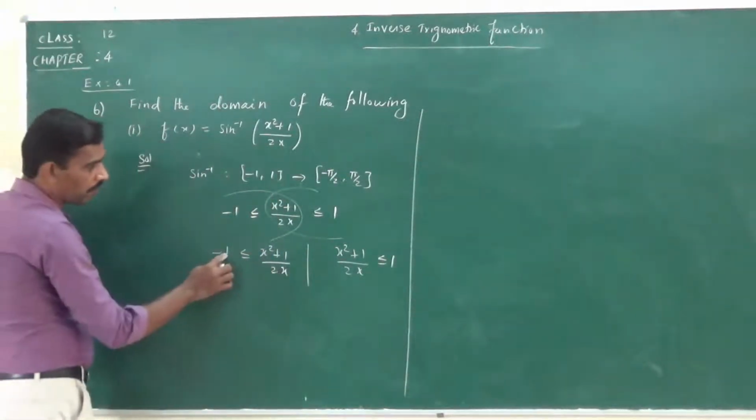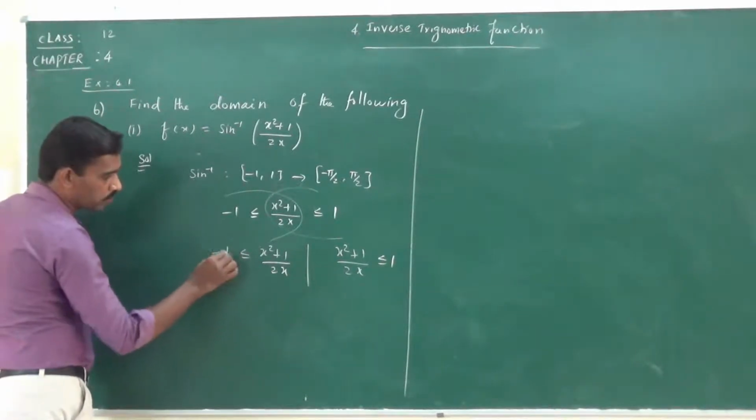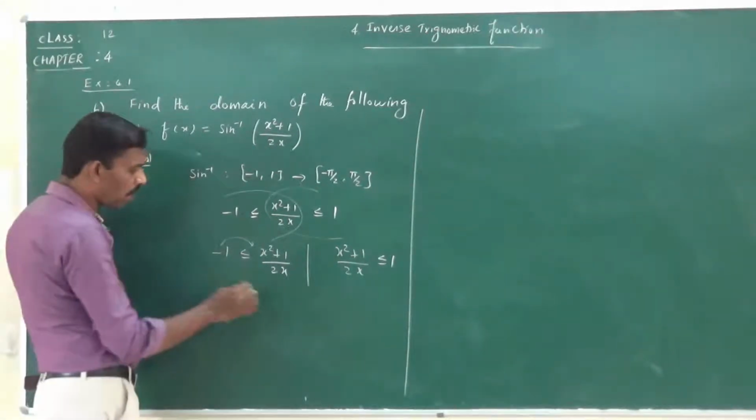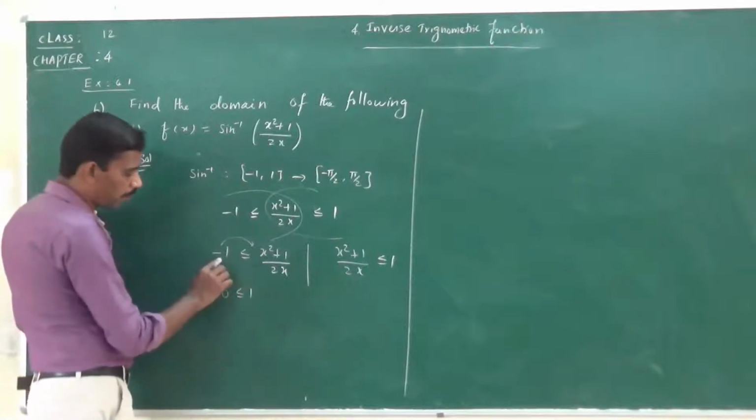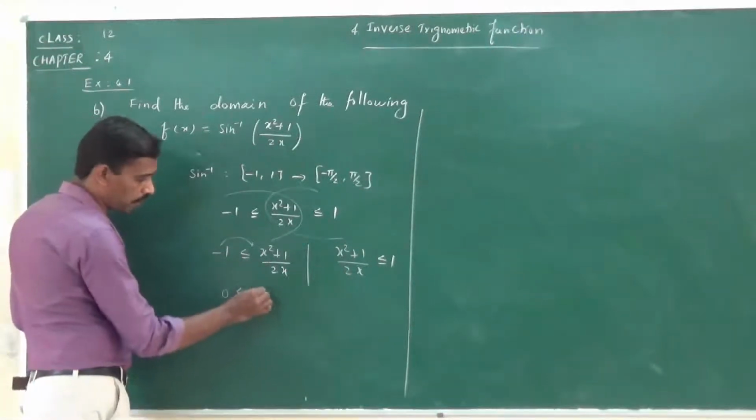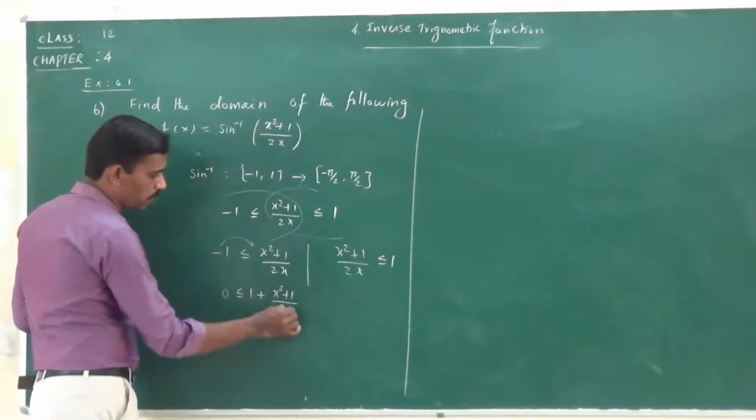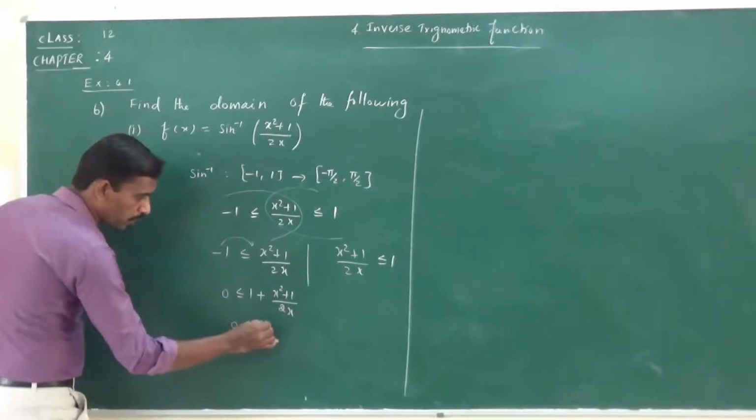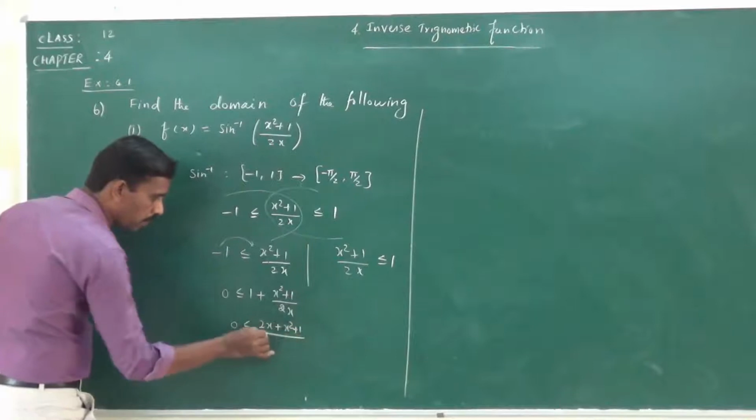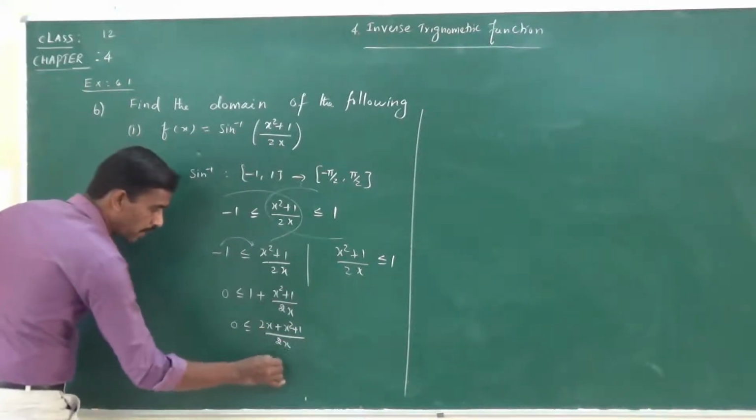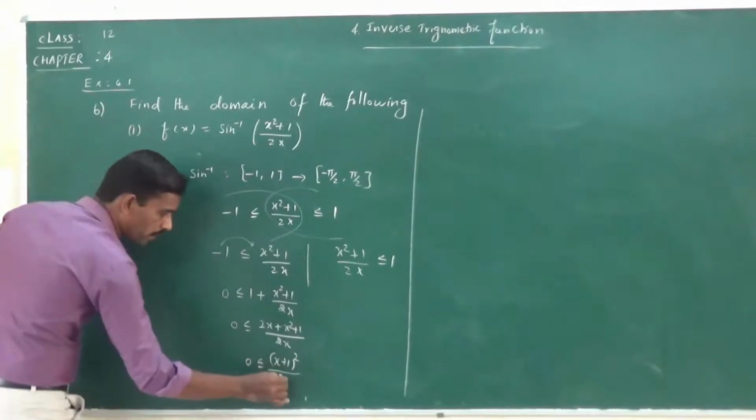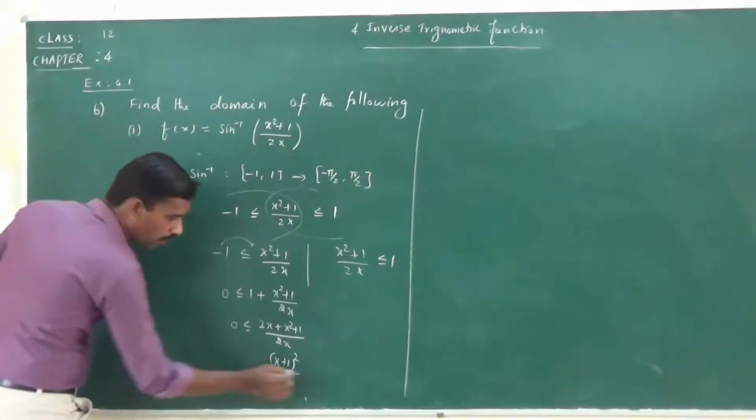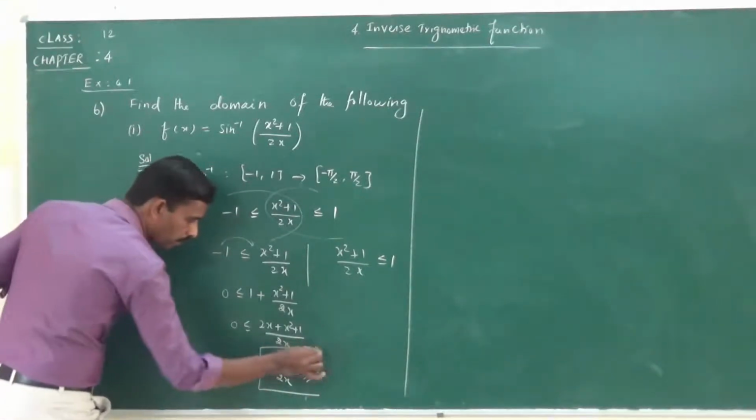Now taking the minus 1 to this side, or otherwise adding plus 1 on both sides, here minus 1 plus 1 is 0, and here 1 plus x squared plus 1 divided by 2x. Now cross multiply: 0 is less than or equal to 2x plus x squared plus 1 divided by 2x, which is nothing but x plus 1 the whole squared divided by 2x. I can write this one. See, x plus 1 the whole squared divided by 2x. So I can write like this. Okay?